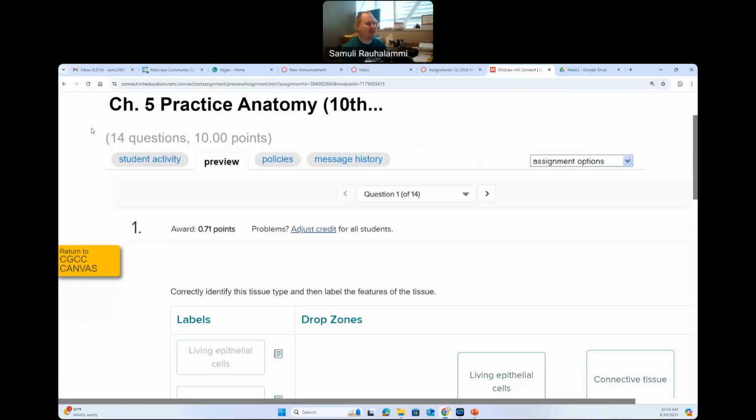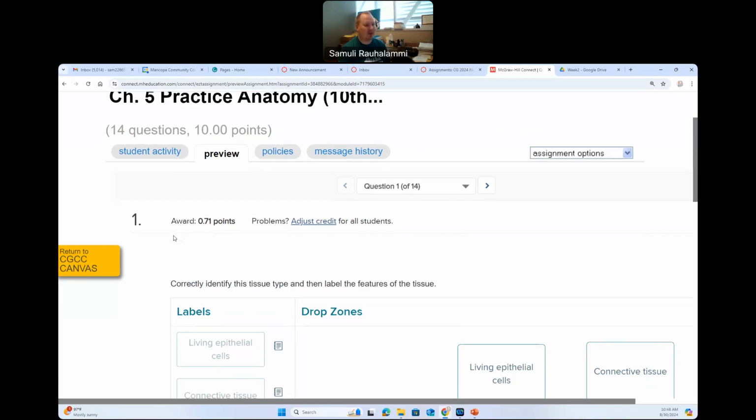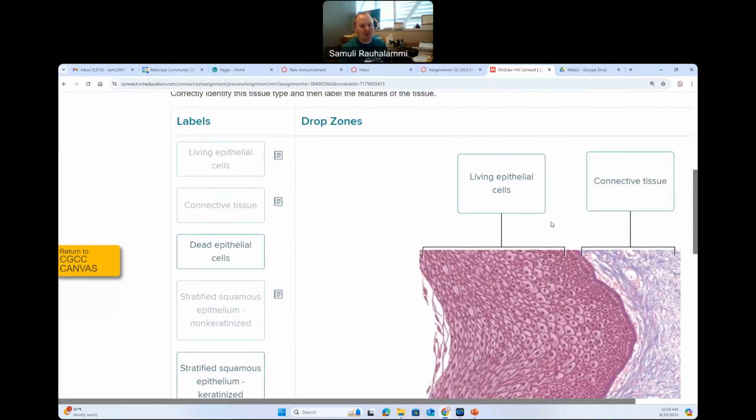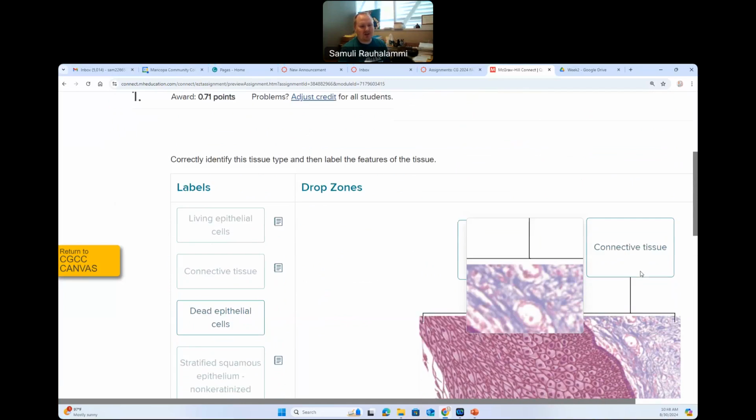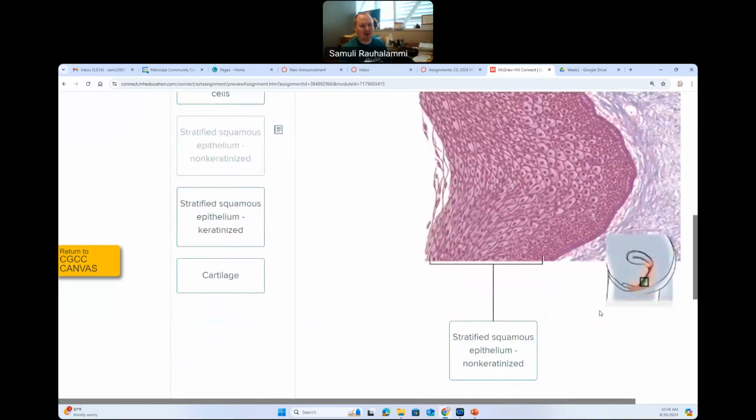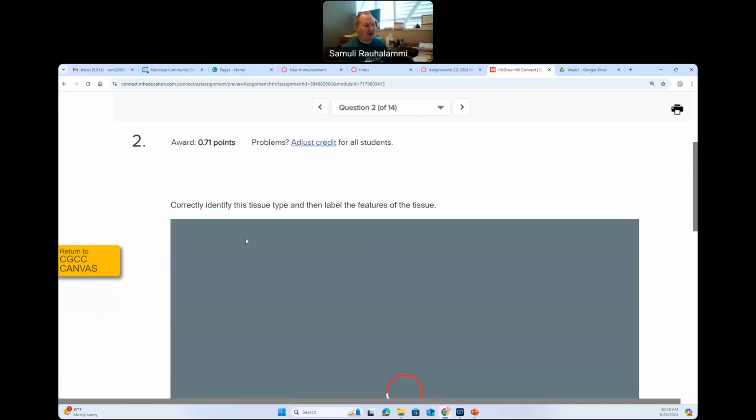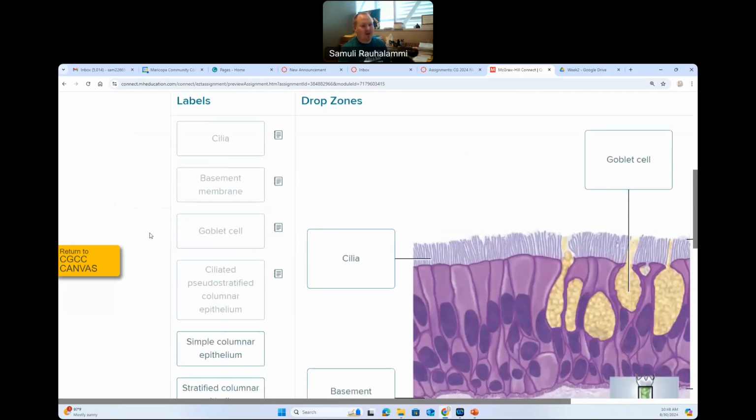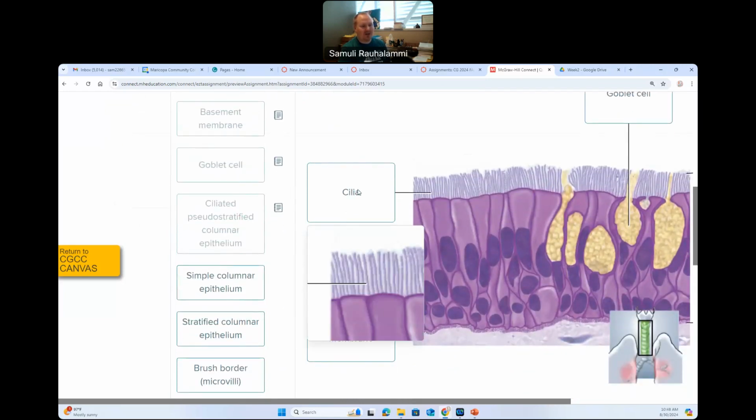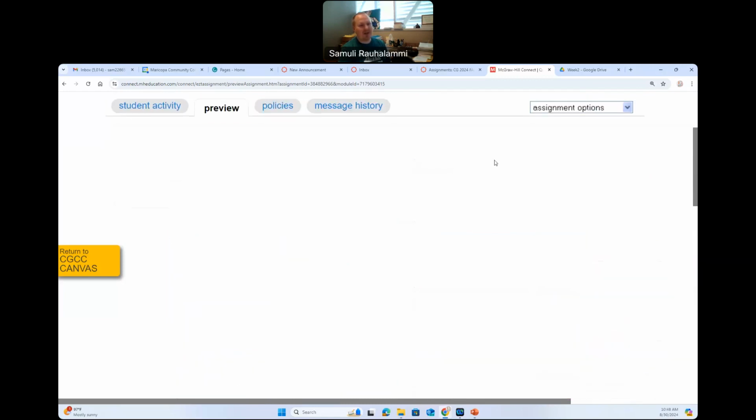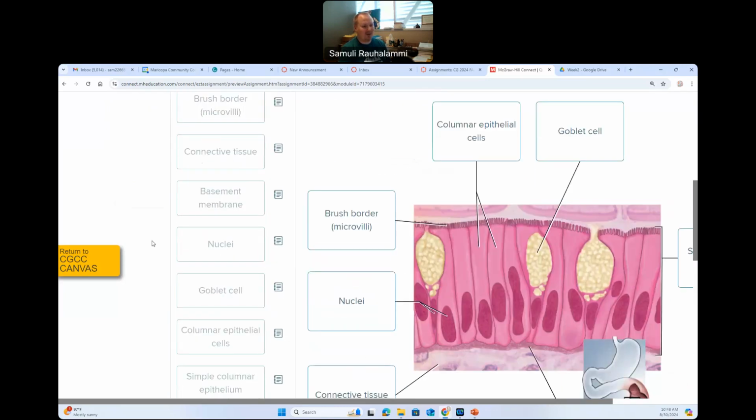I think that at this point you should be able to see practice anatomy. This time around it is going to be 14 questions, 10 points in total. And again, here you get to see either diagrams or pictures and label different parts of the histological samples. We're seeing, for example, multiple different tissue types on this particular diagram. There's going to be all kinds of drag and drop questions. You'll see those cilia that we talked about, basement membrane, and goblet cells, which are secretory cells. So good questions in that sense. I think that they're going to be rather useful for you to study.